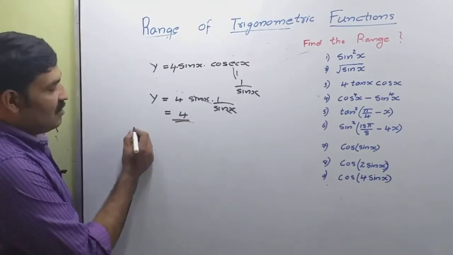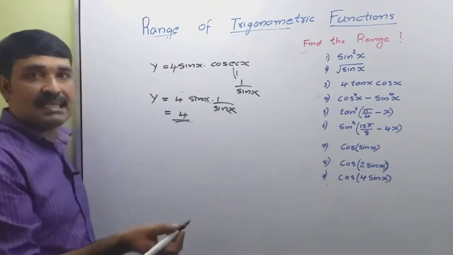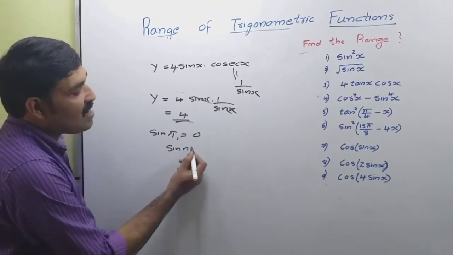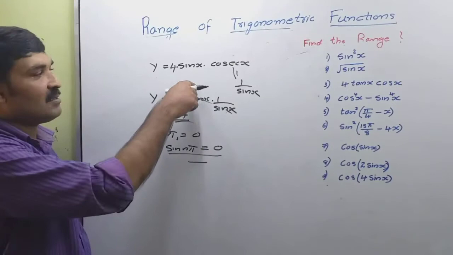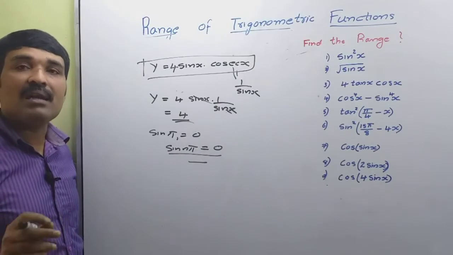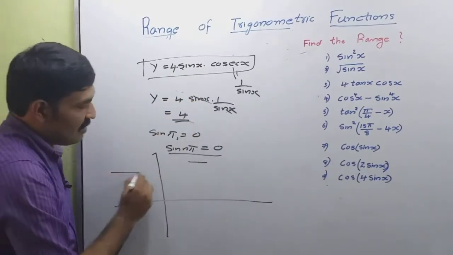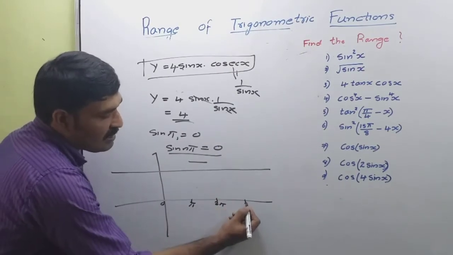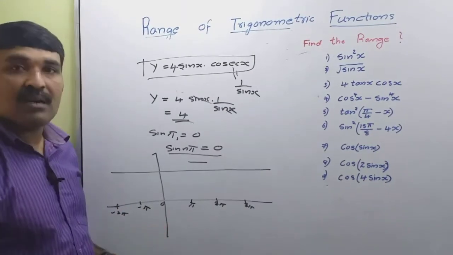Okay. When x is equal to pi, 2 pi, 3 pi, or a multiple of pi, what is the value of sin x? That is, sin pi is equal to 0, or sin n pi is equal to 0. So a 0 comes in the numerator and denominator, a 0 by 0 form. So this function is always discontinuous at the multiples of pi. So we can draw the graph of 4 sin x cosec x like this. And at the values 0, pi, 2 pi, 3 pi, minus 2 pi, etc., the function becomes discontinuous.